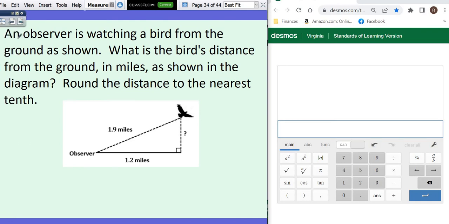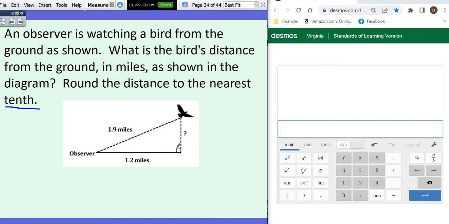All right, that says, an observer is watching a bird from the ground as shown. So here's the bird, here's the observer, that's me looking at the bird, and here's your right angle. So we've got a right triangle here. What is the bird's distance from the ground, in miles? How high is that bird? Round the distance to the nearest tenth.